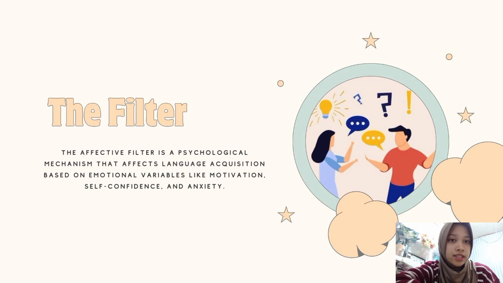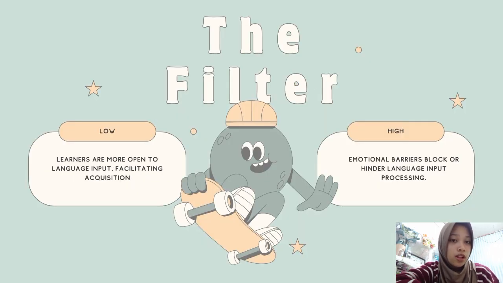The affective filter is a psychological mechanism that affects language acquisition based on emotional variables like motivation, self confidence, and anxiety. When the affective filter is low, learners are more open and receptive to language input, which leads to better language acquisition. On the other hand, if the affective filter is high due to factors like fear of making mistakes, lack of motivation, or low confidence, it can block or hinder the intake of language input, making acquisition less effective.